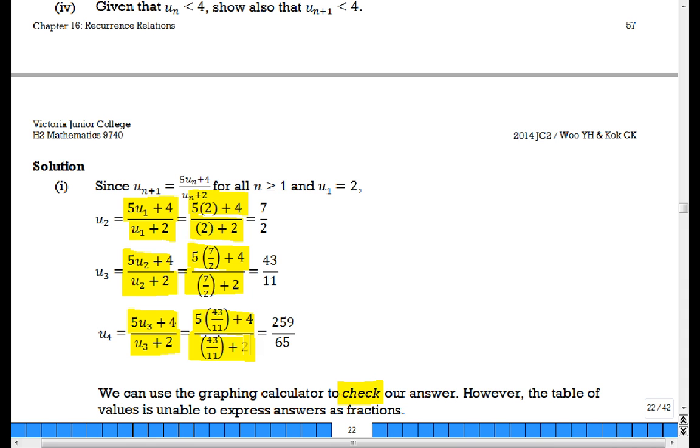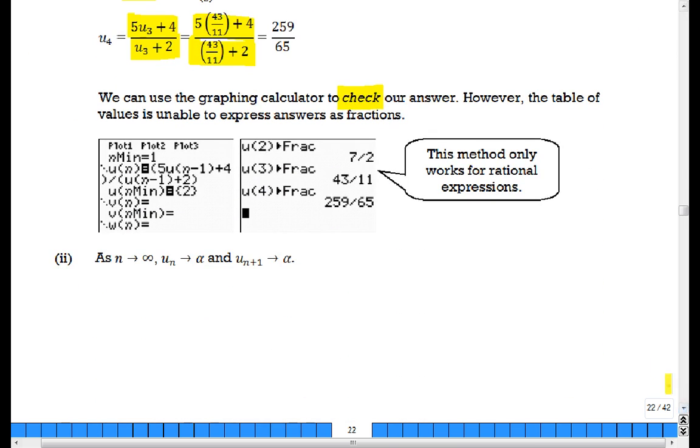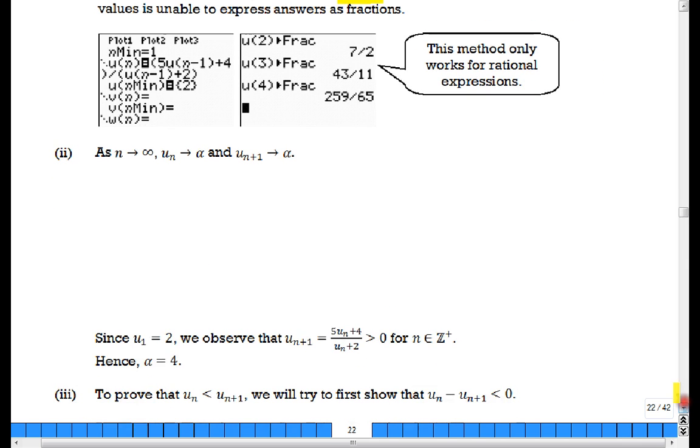Part 2. Part 2 asks us, given that the sequence converges, show that Un tends to 4. Now this one we are quite familiar with. How do we find the limit of the sequence?